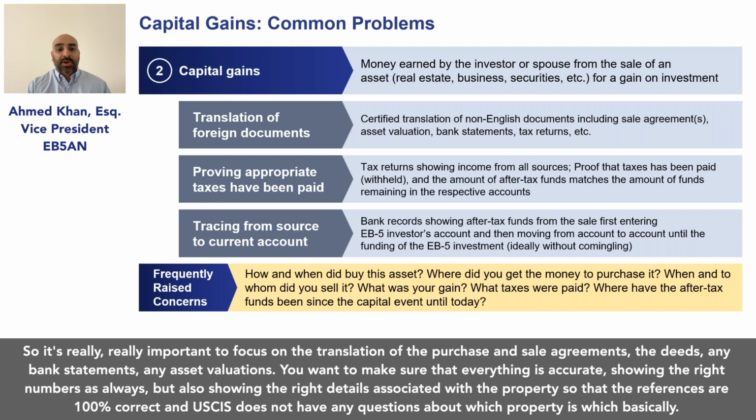Okay, so it's really, really important to focus on the translation of the purchase and sale agreements, the deeds, any bank statements, any asset valuations. You want to make sure that everything is accurate, showing the right numbers as always, but also showing the right details associated with the property so that the references are 100% correct and USCIS does not have any questions about which property is which, basically.